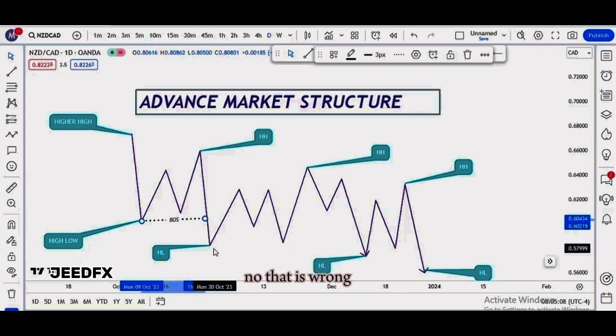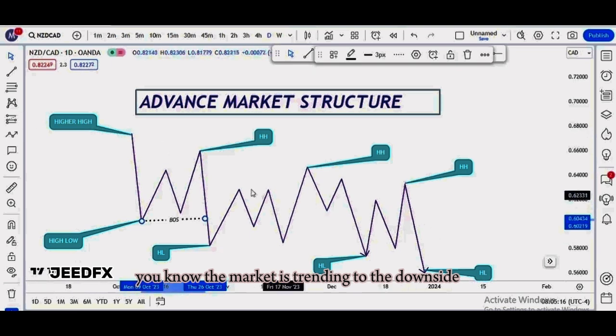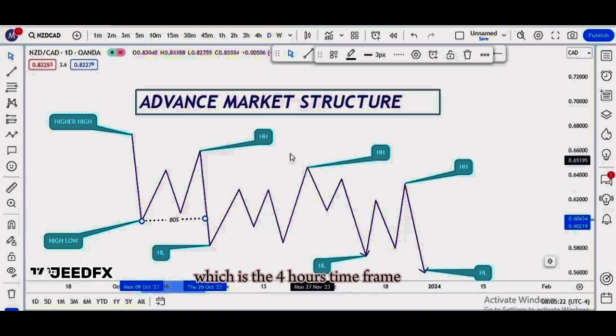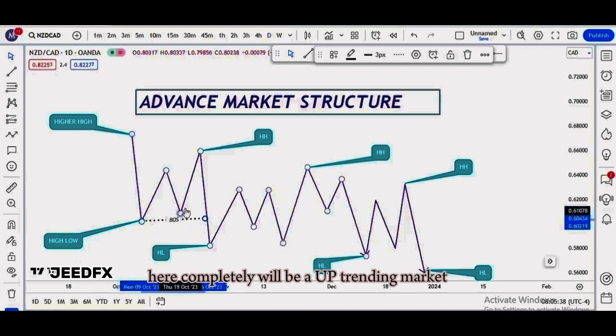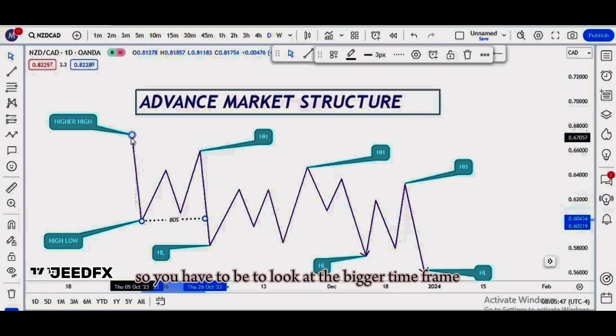No, that is wrong. You know the market is trending to the downside. Obviously, the bigger picture, which is the 4-hour time frame, is trending to the downside. You always follow the higher time frame, because in the lower time frame, it can completely look like an uptrending market to you.